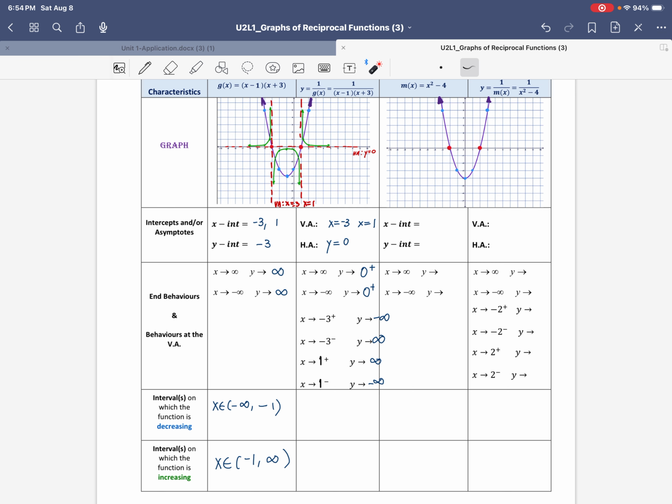Now, for the reciprocal function, we're going to say that it is increasing from negative infinity to negative 3, and it is increasing from negative 3 all the way to negative 1. Then it will be decreasing from negative 1 to 1.